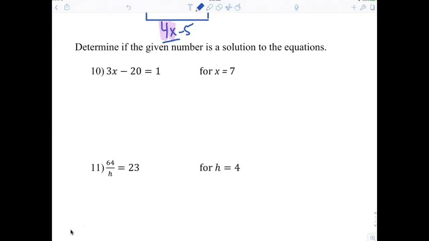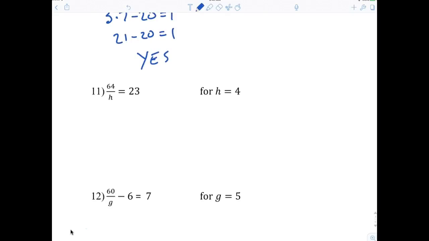Is that a true statement? All right. So, is 3 times 7 minus 20 equal to 1? Yes, it is. Does everybody agree? 3 times 7 is 21 minus 20, that's 1. True or false? Okay, I'm good with that. All right, number 11.